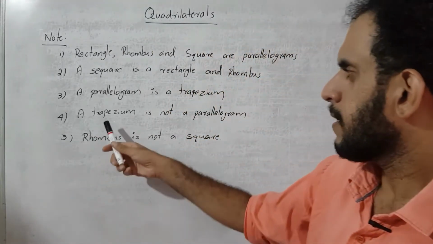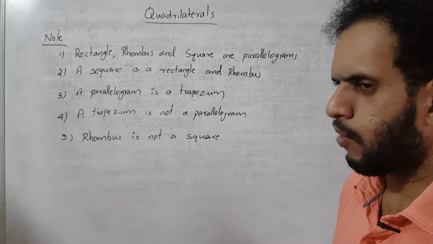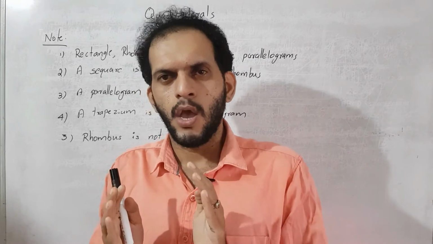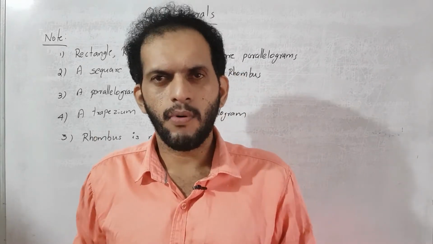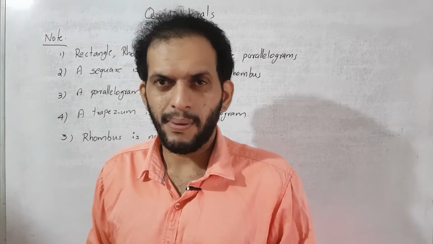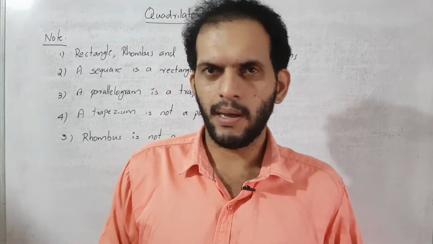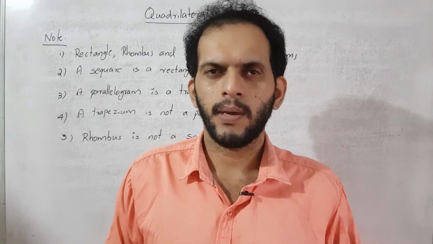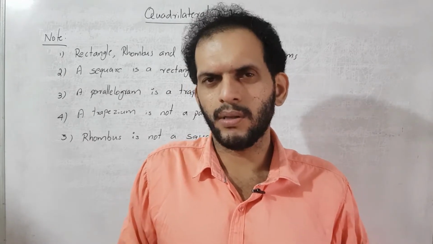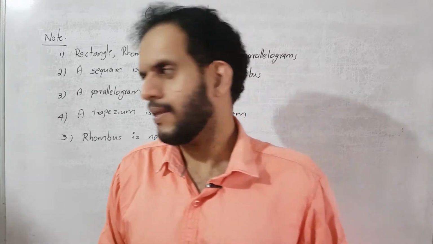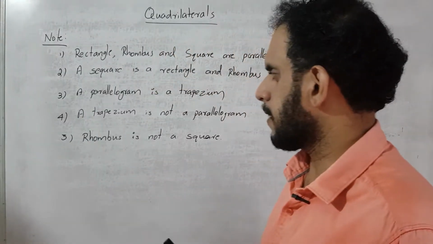The next one: a trapezium is not a parallelogram. Why? For saying parallelogram, we want both pairs of opposite sides parallel. But in the case of a trapezium, we get only one pair of opposite sides parallel. Correct? Only one pair is parallel. Therefore it is not a parallelogram. Then the last one, what is the last idea?